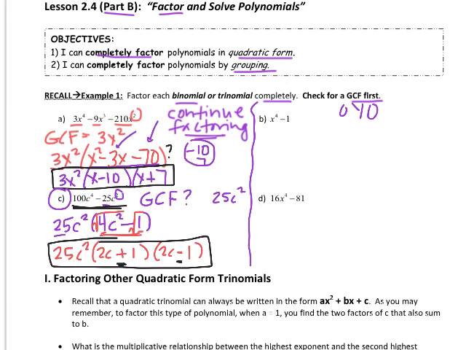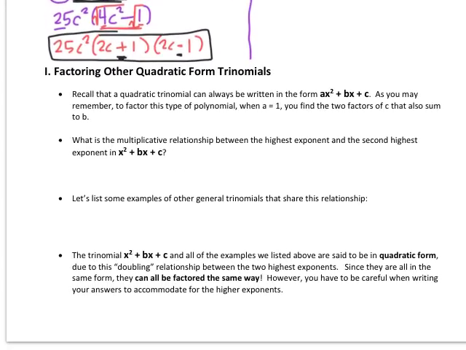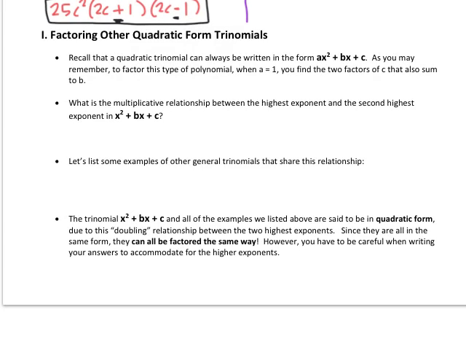All right, so this information that we just went over is just recall from our previous lesson. And now we're going to get into our next new task: factoring other quadratic forms that are trinomials. Recall that a quadratic trinomial can always be written in this form, ax squared plus bx plus c. And as you might remember, to factor this type of trinomial, when a is equal to 1, you find two factors of c that also sum to b.